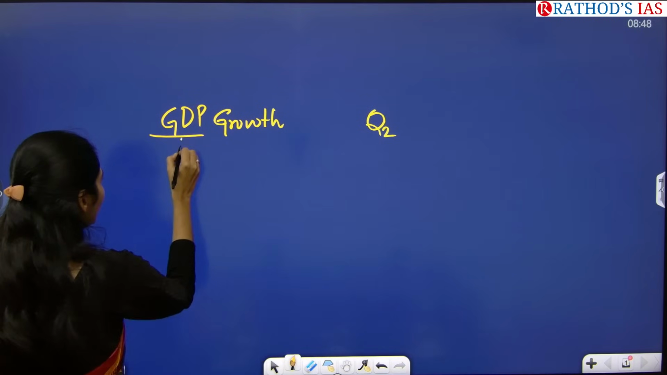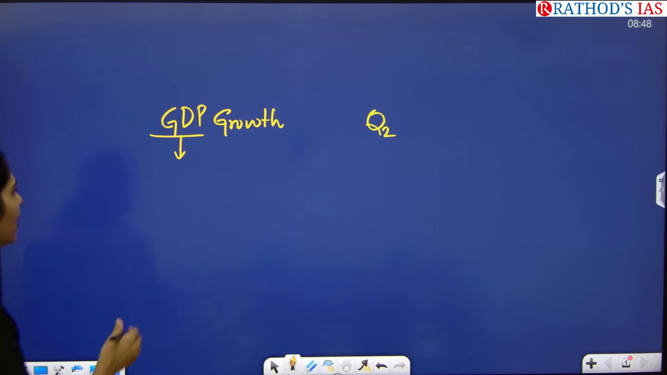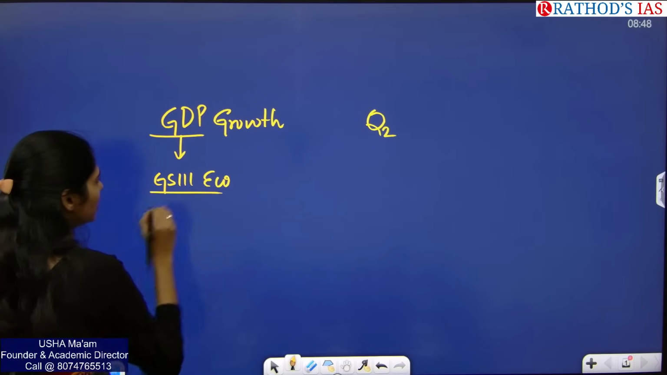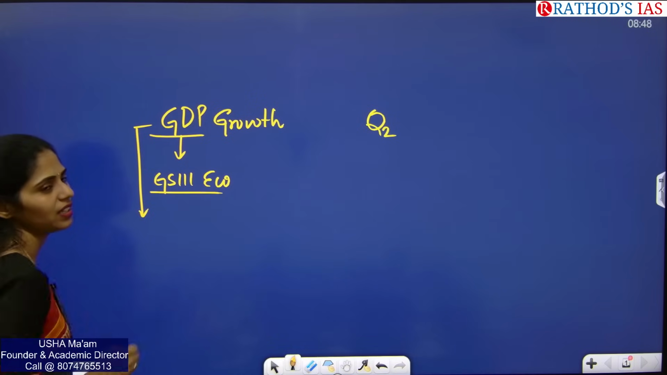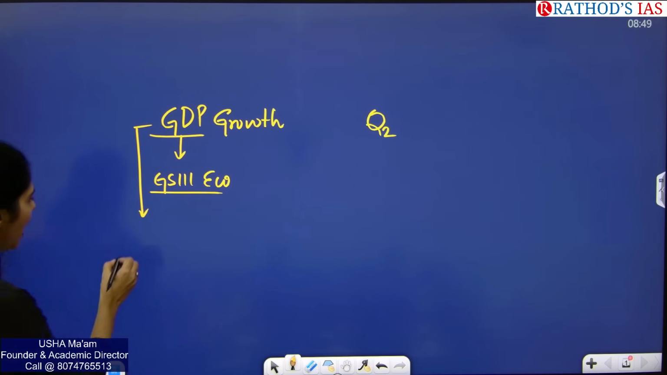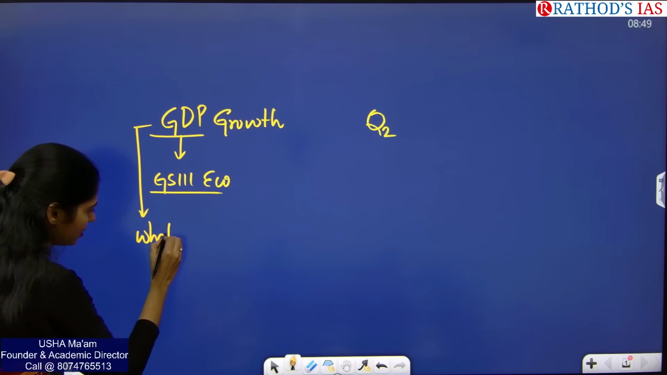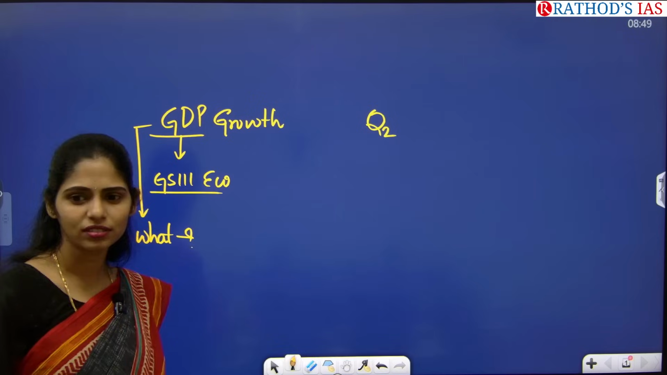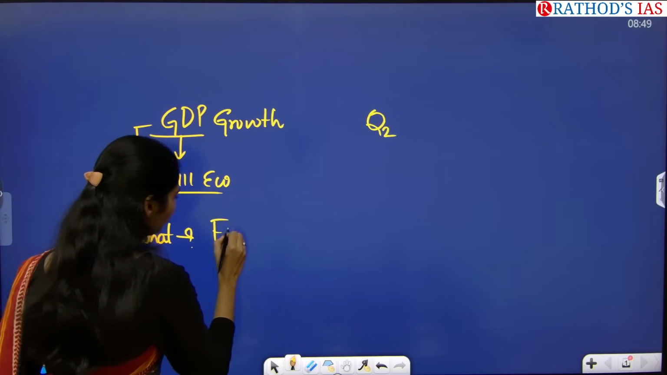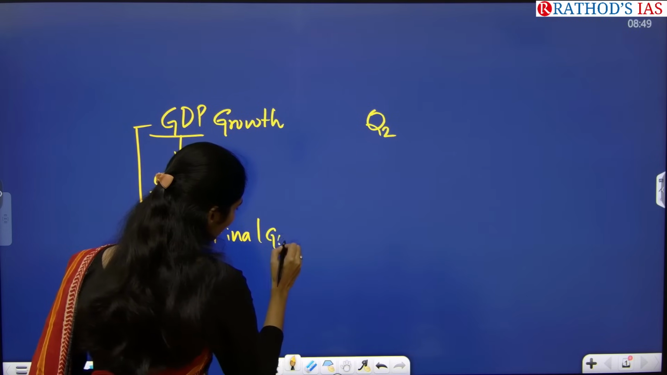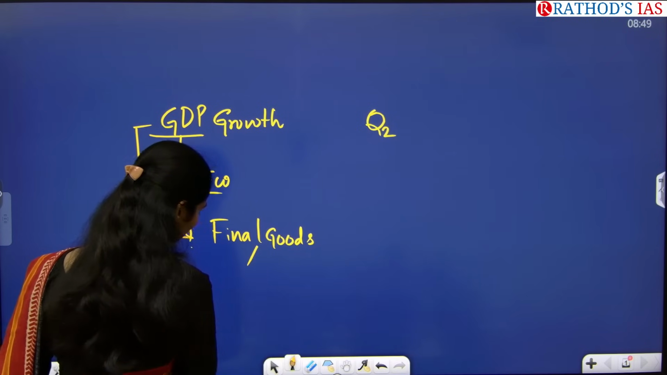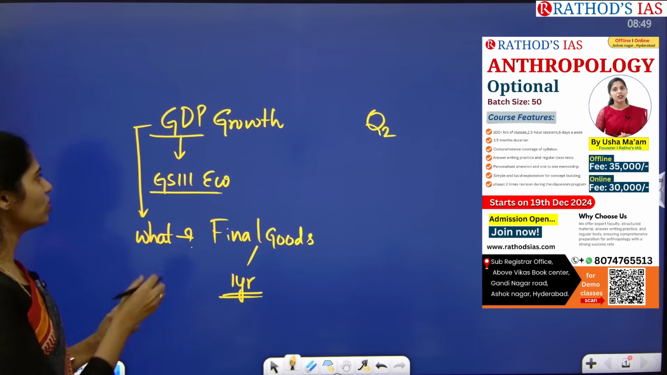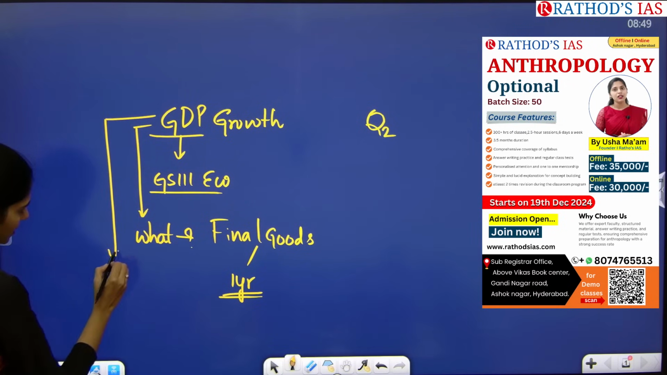So what is GDP? In which subject will you be dealing with this? From GS paper 3 under economy, you will be reading this topic GDP. What is the full form of GDP? Gross domestic product. And what is this GDP? It is the total value of final goods which are produced in a country within a time period. What is the time period? Within 1 year.